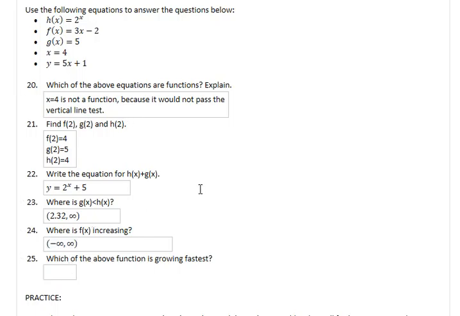Finally, which of the above functions is growing fastest? And this is also a good time to just pop out Desmos. In terms of what is growing faster, these two are growing pretty much constantly-ish, so we can exclude these. Because 5x and 3x, 5x has a bigger slope. Let's see, this one will be next fastest, this is faster, but 2 to the x power will grow very, very quickly. Maybe not at the beginning, but it will grow the fastest as you go on. So the one that's growing the fastest is then h of x.